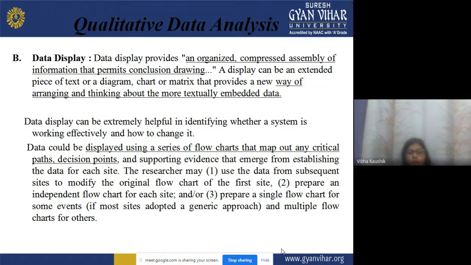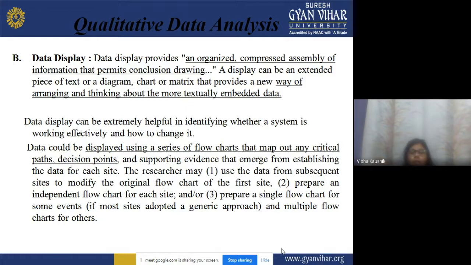It provides a new way of arranging the data and thinking about the more textually embodied data. Data display can be extremely helpful in identifying whether a system is working effectively and how to change it. Means the data display will help you find out whether the system is working in a proper and effective manner or not, and if not, then how to change it.